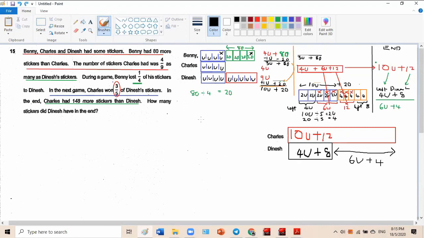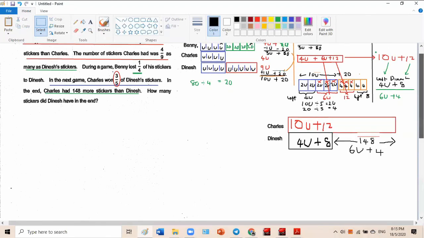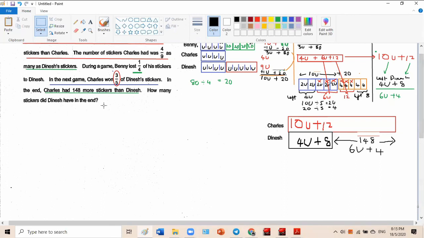Because the question said that in the end, Charles had 148 more than Dinesh. This is the 148. So Charles has 6 units plus 4 more than Dinesh, and the question tells you this is 148. The 148 came from here. Can you see?